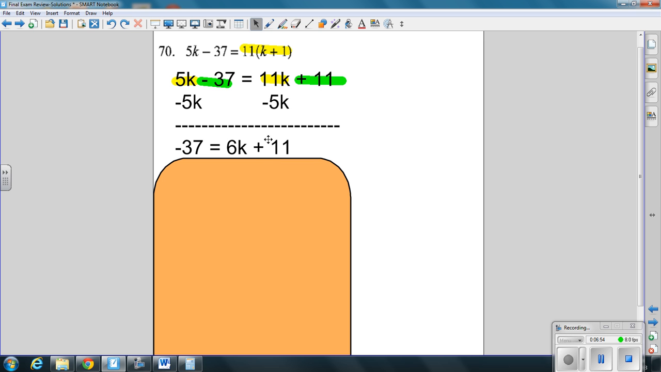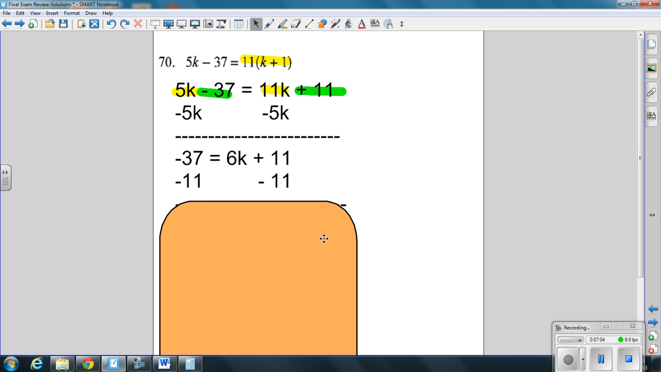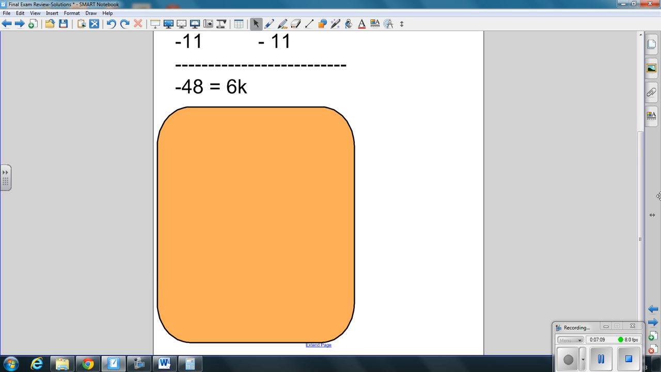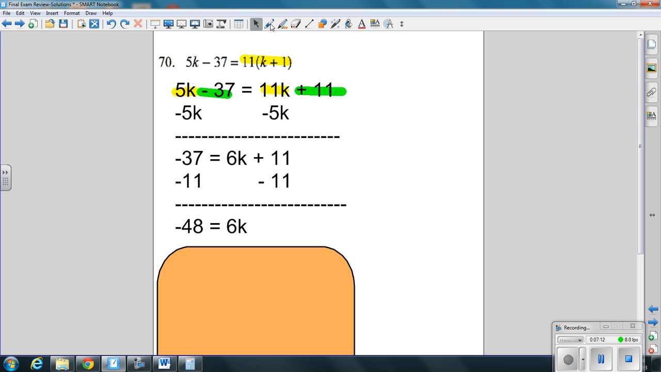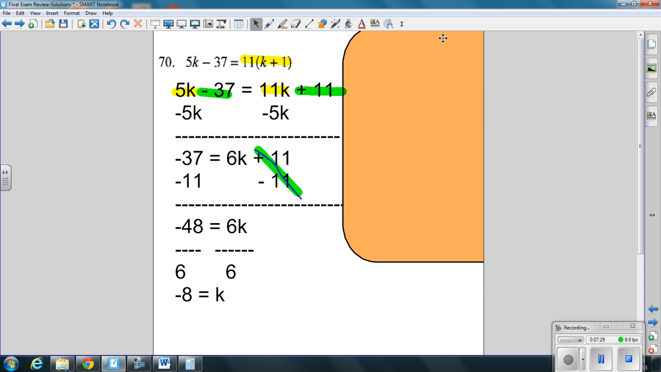So now, if you notice, I have a constant on the left and a constant on the right. So I'm going to move this constant on the right to start isolating this variable. So I minus 11 to both sides. And I get a solution of negative 48 equals 6k. Okay, remember these cancel out in here. You get the idea. These cancel. And now I divide both sides by 6, so I completely isolate the variable, and I get an answer of k equals negative 8.